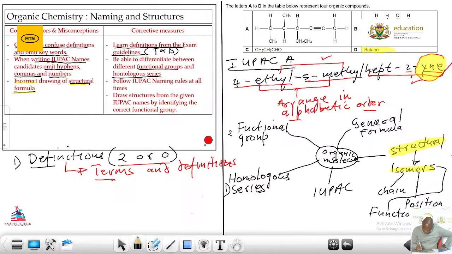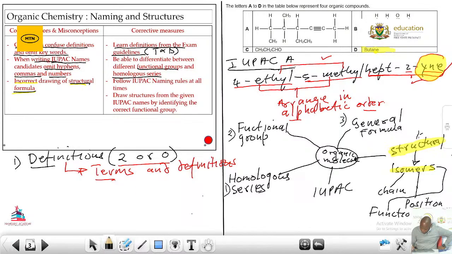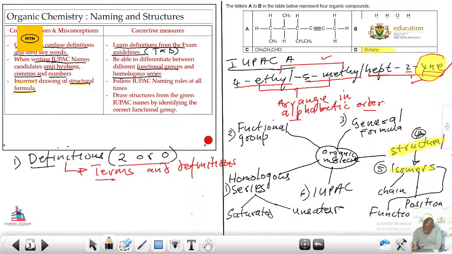1, homologous series. 2, functional group. 3, your general formula. 4, it's your structural formula. 5, now is your isomers. And 6, it's the IUPAC names. So for homologous series, I usually extend it further to say the possibilities of asking whether it is saturated or unsaturated. It's what examiners can also ask.